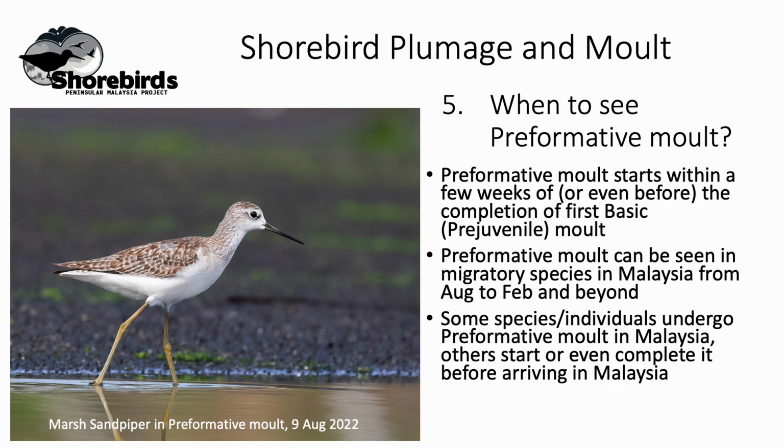It's important to recognize that some species, or some individuals of species, start their preformative molt in Malaysia. So they arrive here in juvenile plumage and then they begin their preformative molt, while others have already begun their preformative molt before they arrive in Malaysia, and some may have even completed their preformative molt before they arrive in Malaysia. And in those cases, we would rarely see birds in juvenile plumage here because they've already completed their preformative molt.